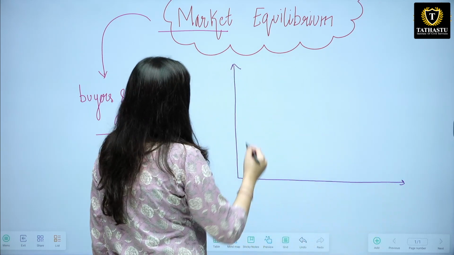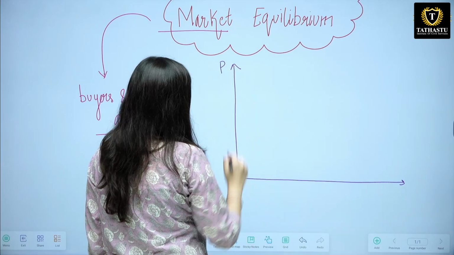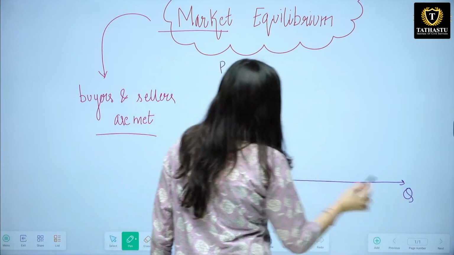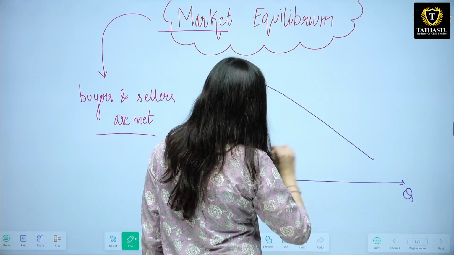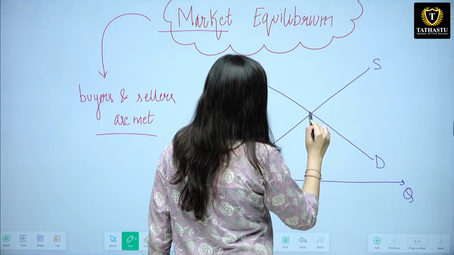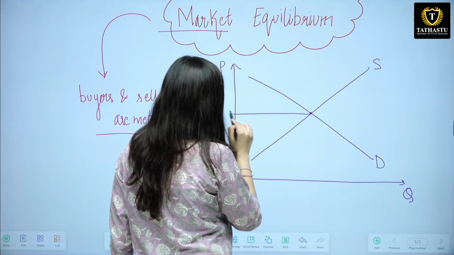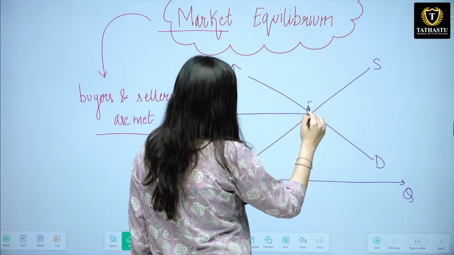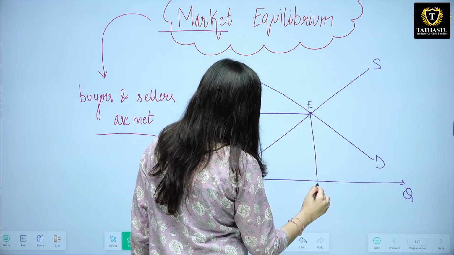Now what happens is we will make a market demand and supply curve. This is your price. Okay, this is your quantity. We know that demand is downward sloping and we know that supply is upward sloping. So the point at which they both cut, okay, will give you equilibrium price. That is the point of equilibrium and equilibrium quantity.